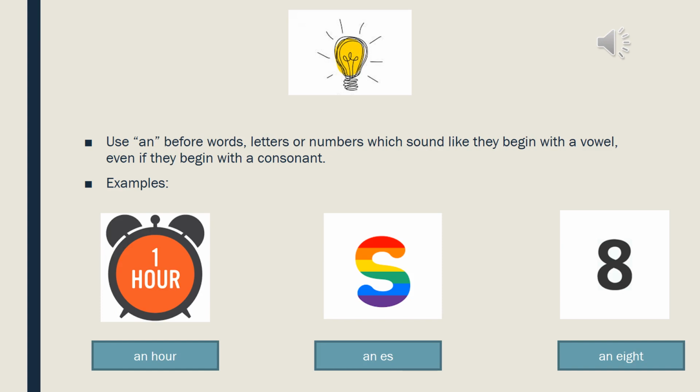Use an before words, letters, or numbers which sound like they begin with a vowel, even if they begin with a consonant. For example, an hour, an S, an 8.